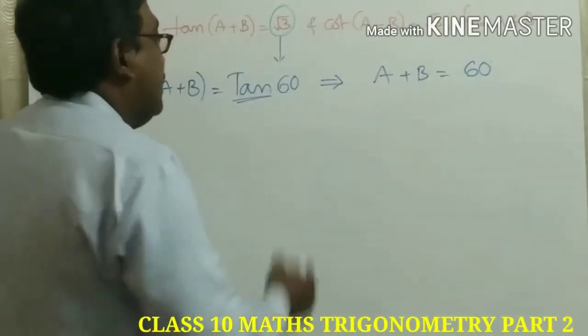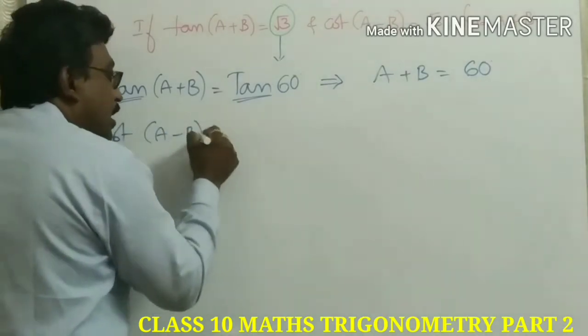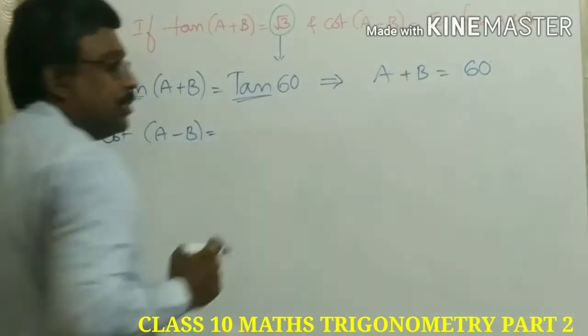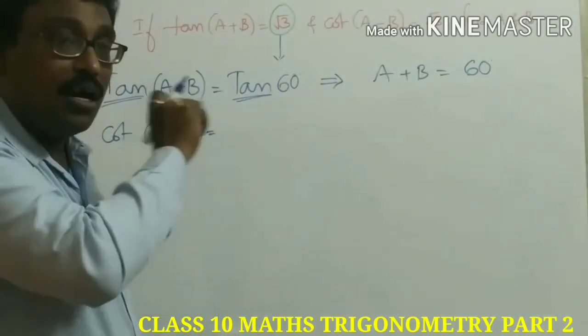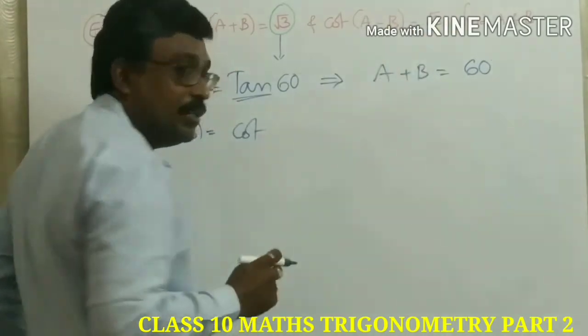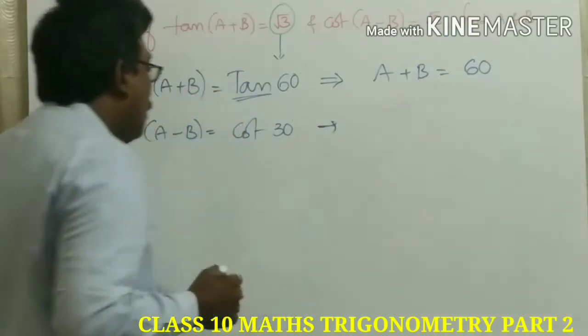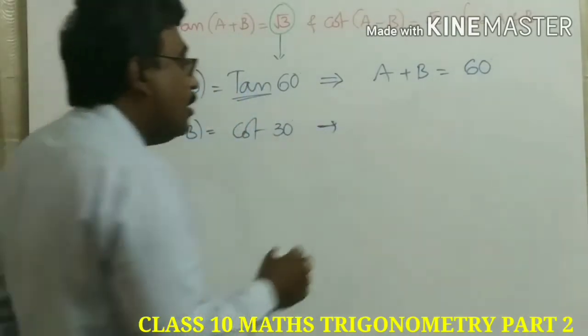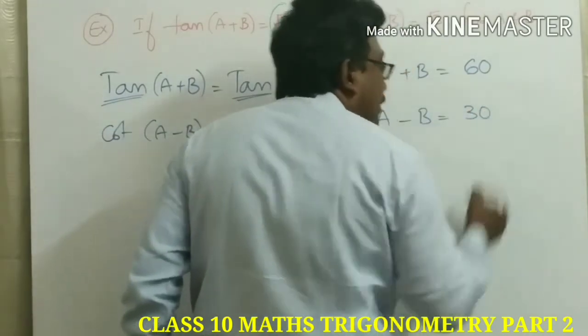Okay. Next, cot(A−B) is equal to, here also root 3 is given. So, look at the table of the cot row. Now, for how many degrees is root 3 coming in the cot row? That is nothing but cot 30. Now, eliminate cot and cot. Therefore, A minus B is equal to 30 degrees.